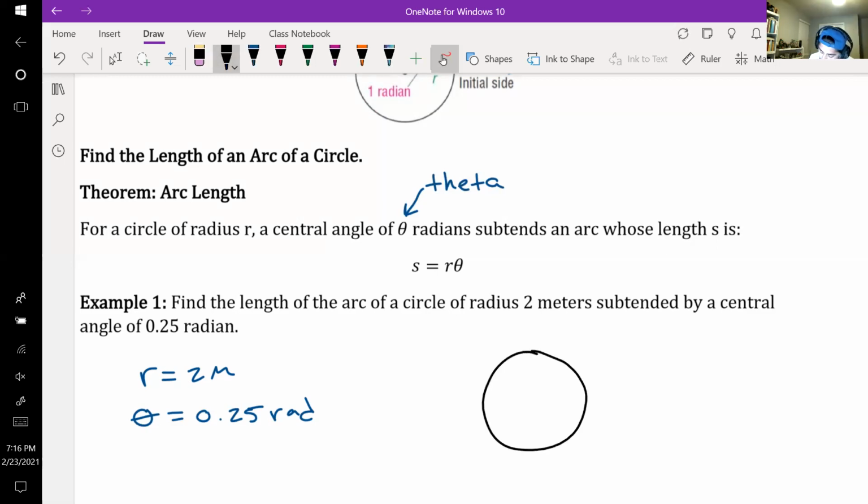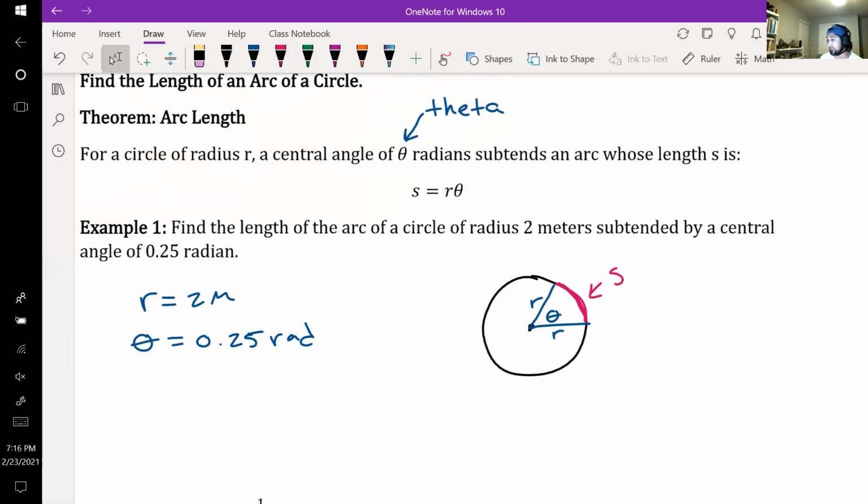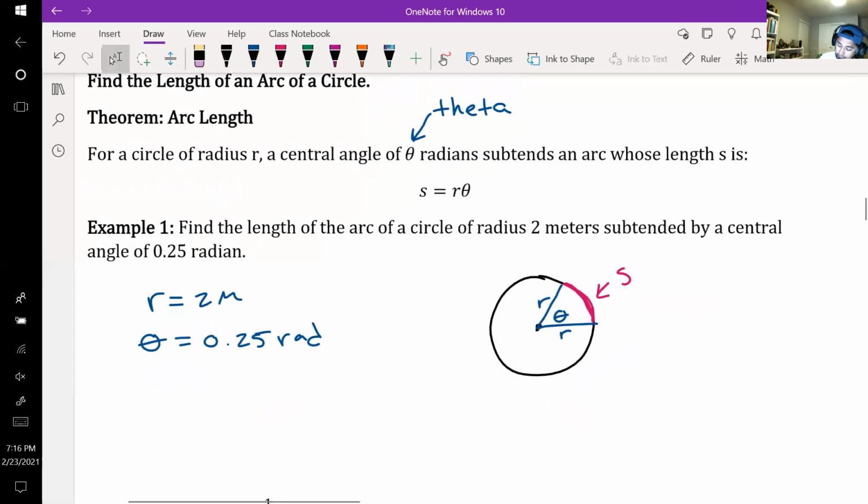Here's my circle, and here is my radius r. Here's theta, and what we're looking for is the length of this arc, which is given by s. That's the arc length. So that's everything we're looking for. They're giving us r and they're giving us theta, which means all we have to do is plug it into the formula.